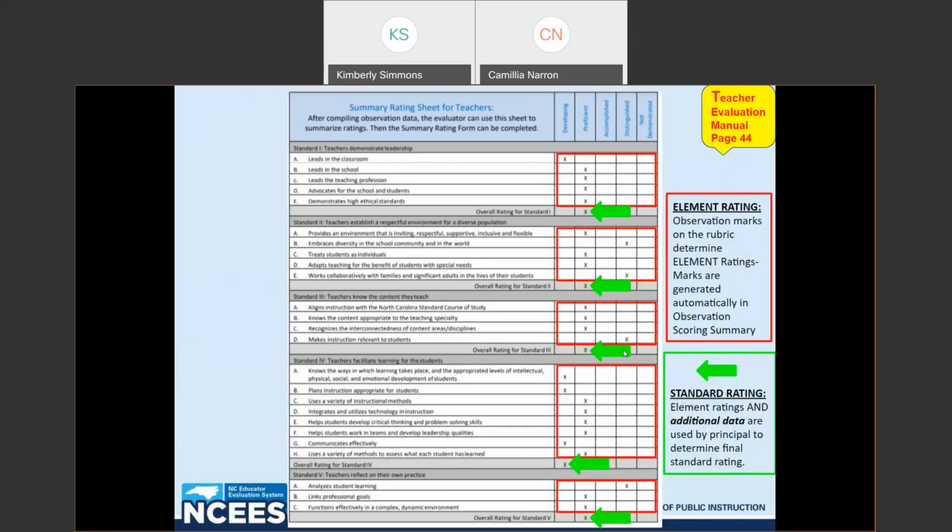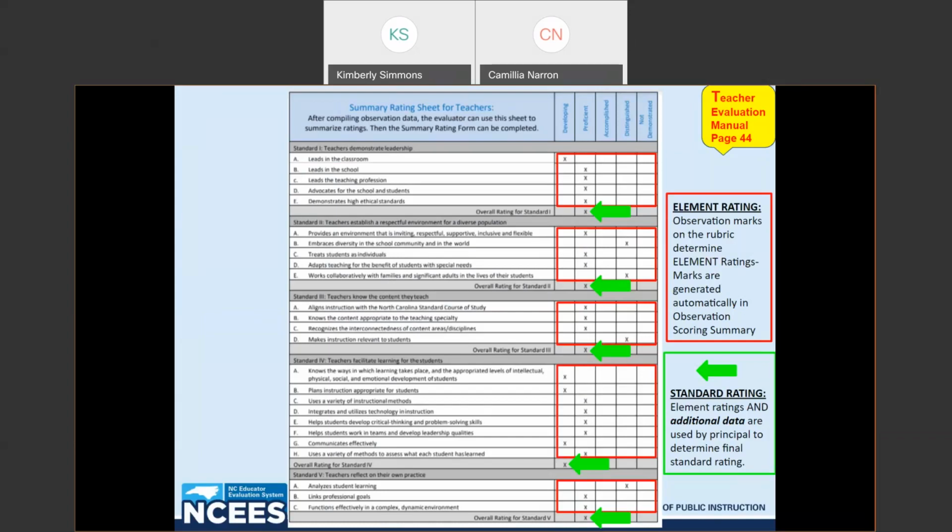So let's review. During the summary evaluation conference, the principal and the teacher discuss the self-assessment, the most recent professional development plan, and the components of the North Carolina teacher evaluation process that were completed during the year: the observations, artifacts submitted or collected during the evaluation process, and other evidence of the teacher's performance on the rubric. The final summary rating form is to be jointly reviewed by the teacher and evaluator during the summary evaluation conference.